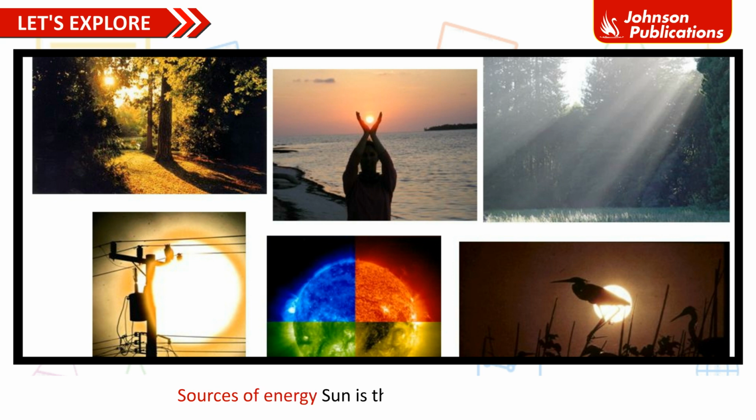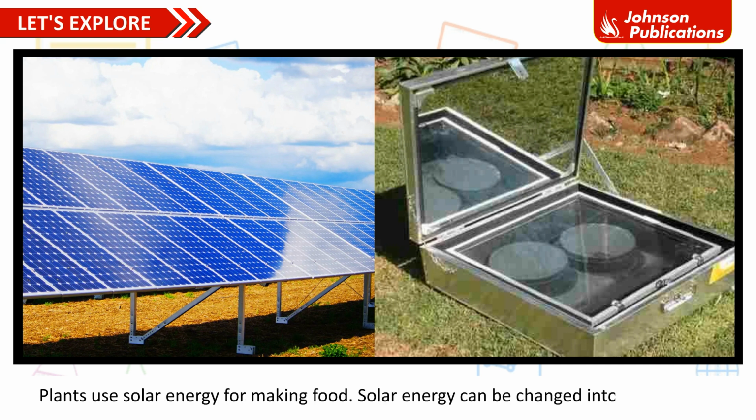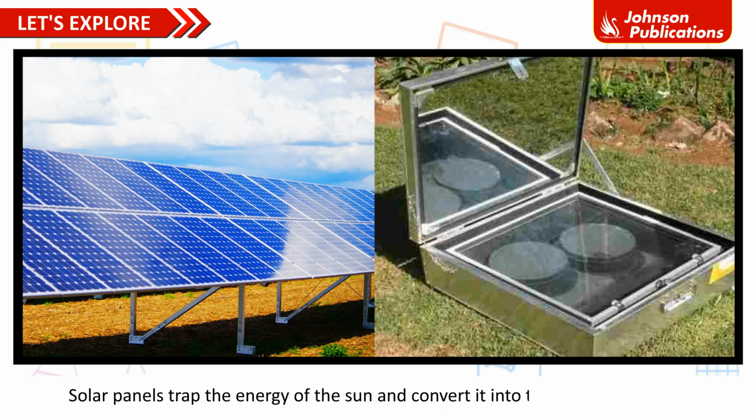Sources of energy. The sun is the main source of energy. The energy that we get from the sun is called solar energy. Plants use solar energy for making food. Solar energy can be changed into heat energy, light energy, and electrical energy. Solar cookers and solar heaters work using solar energy. Solar panels trap the energy of the sun and convert it into electrical energy.